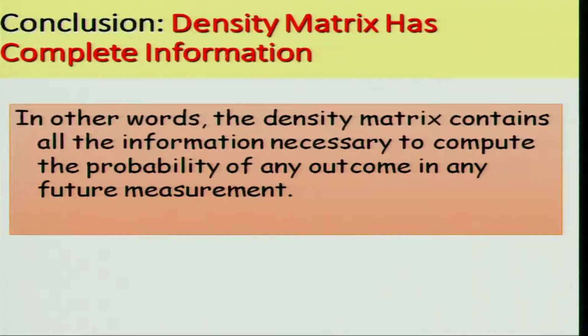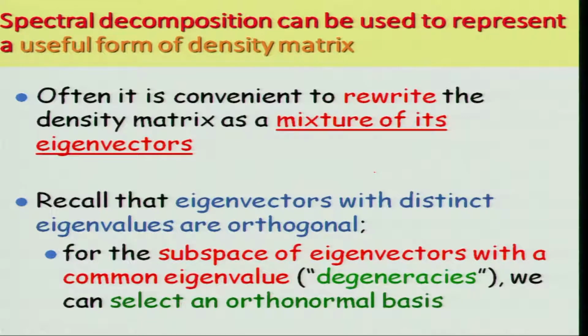The conclusion that we have achieved as a result of the discussions in the last lecture and now is that the density matrix has the complete information. In other words, the density matrix contains the information necessary to compute the probability of any outcome in any future experiments.